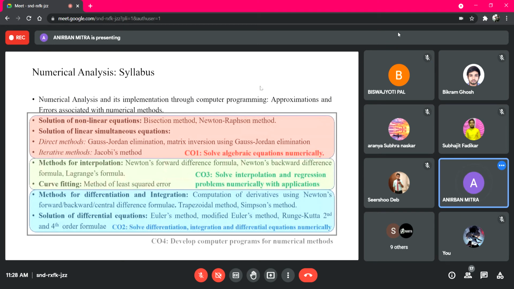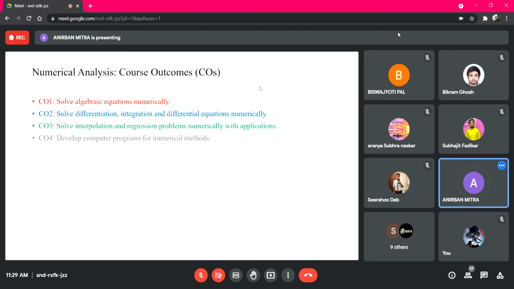If we collect all these course outcomes together, these are the course outcomes that we are looking at in this numerical analysis course. So at the end of it, you should be conversant with solution of algebraic equations, differential equations, solving interpolation and regression problems. Not only that, you should be conversant in developing computer programs for these different numerical methods.